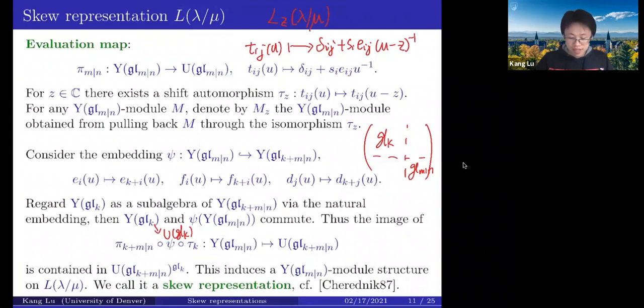Here I have some extra shift, tau_k, just for some special purpose. This tau_k is not actually very important here. Such a construction is due to Nazarov for the even case, and it can also be generalized directly to the super case.